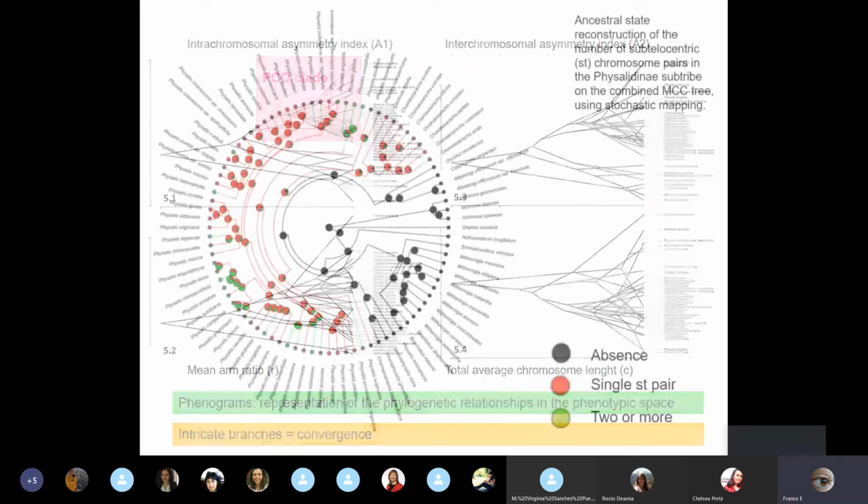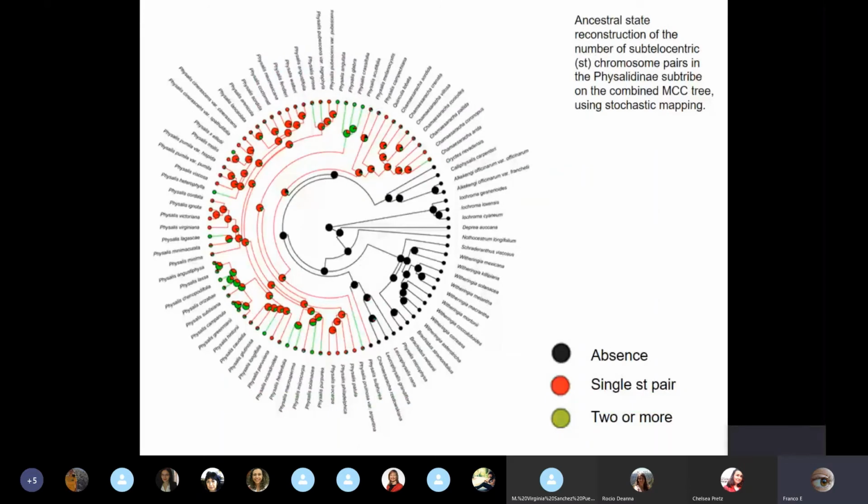Here we have the ancestral state reconstruction for the subtelocentric chromosomes. We do the same with the SM chromosome and the T chromosome, but I am just showing the results for the ST chromosomes. So the black circle is absence of ST chromosomes. The red is a karyotype formula with a single pair of ST chromosomes, and in green, 2 or more ST chromosomes.